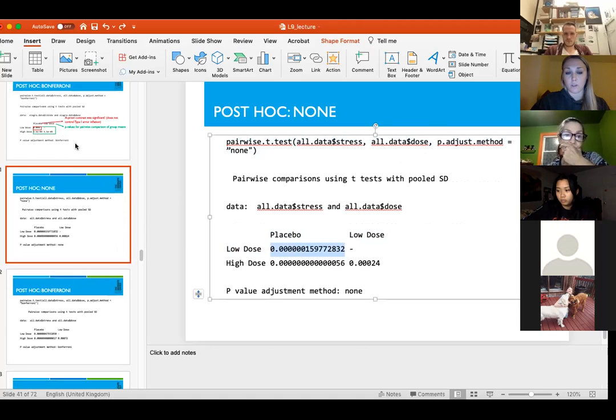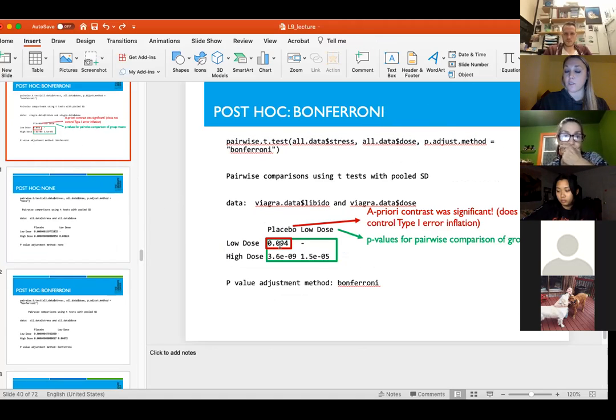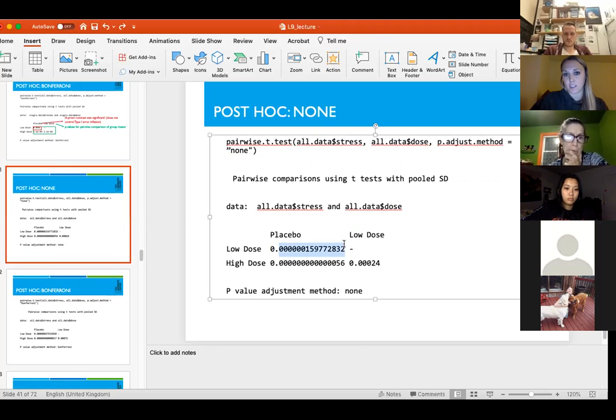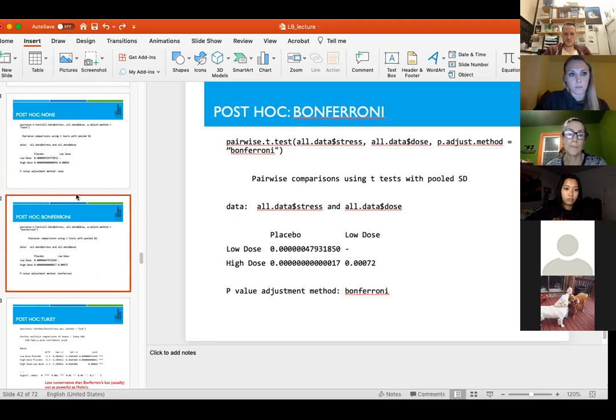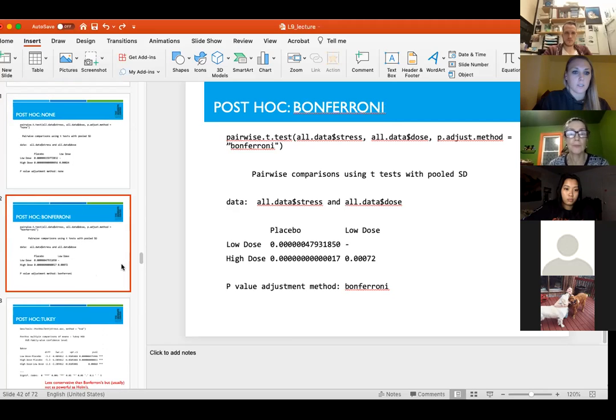And our Bonferroni correction corrected it to 0.094. But remember, Bonferroni is the most strict correction. So if we did an FDR correction, this would probably still be significant because FDR isn't as strict as Bonferroni. I think I have that. Oh, maybe not. Maybe I don't have that one here.